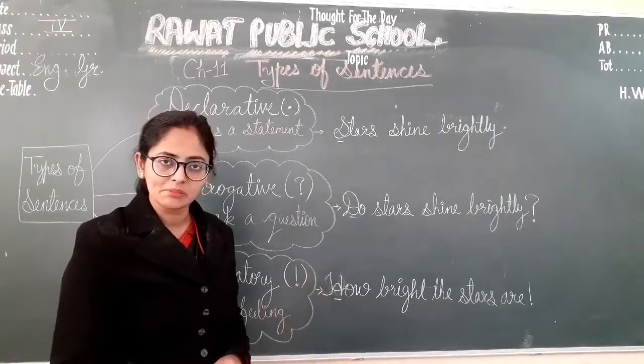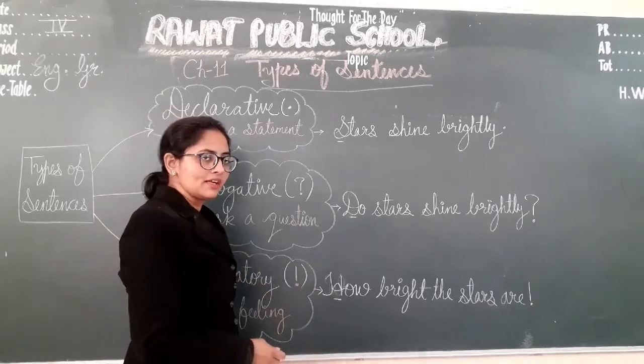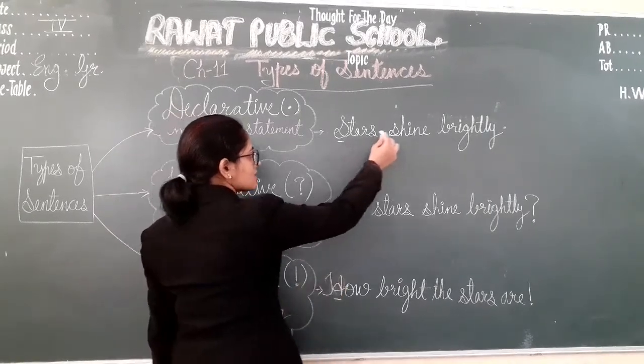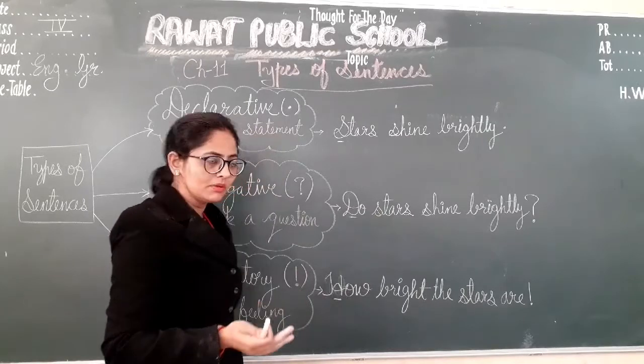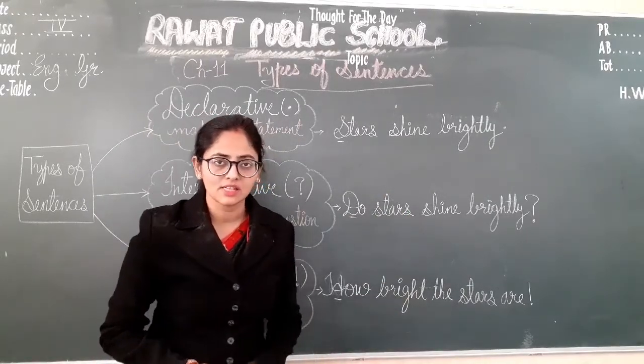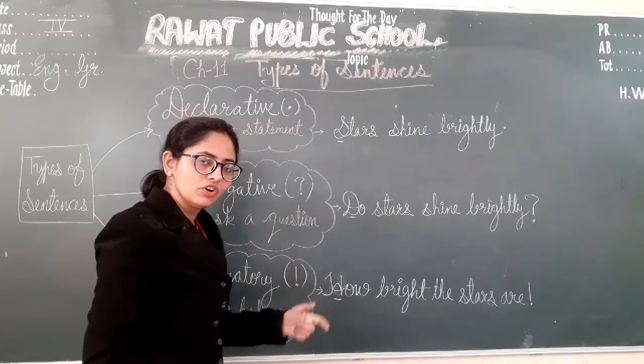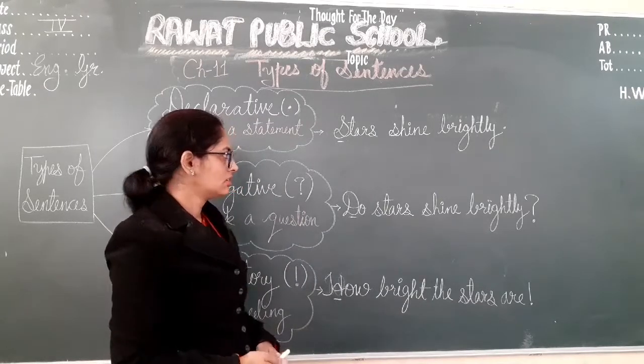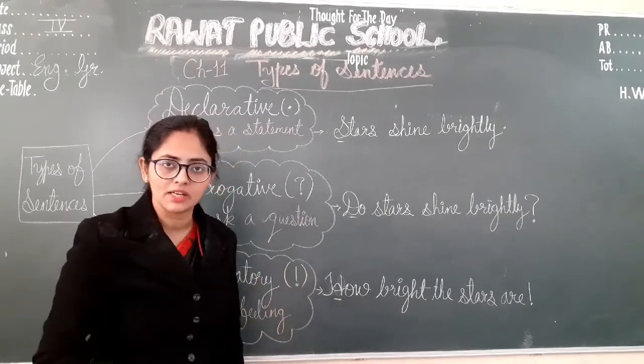What is the second similarity? The second similarity is stars shine. Shine is a verb, and a verb is in all the sentences. You have found two similarities.